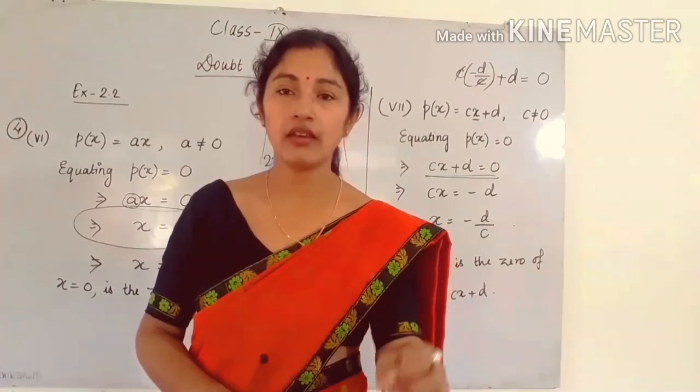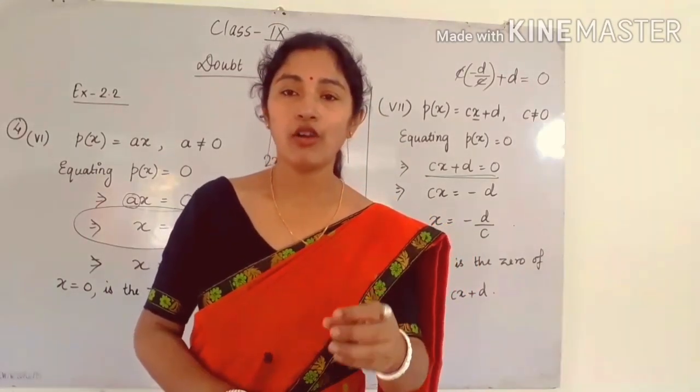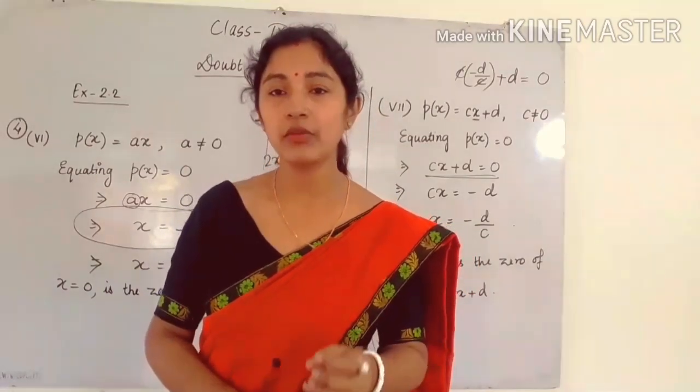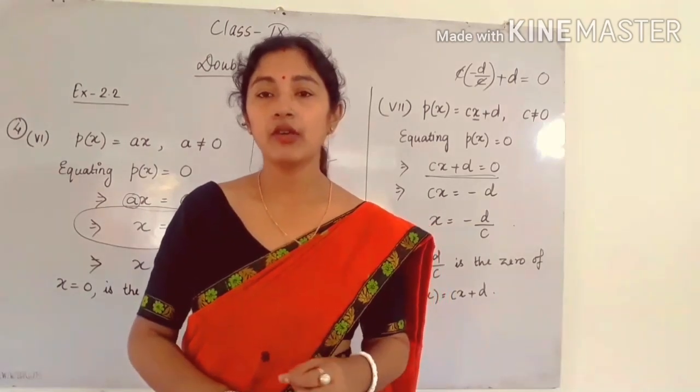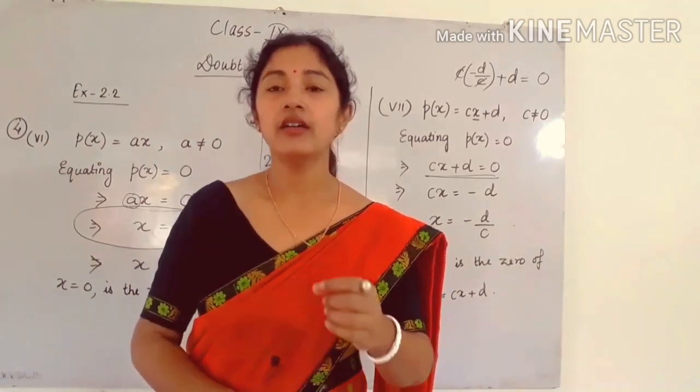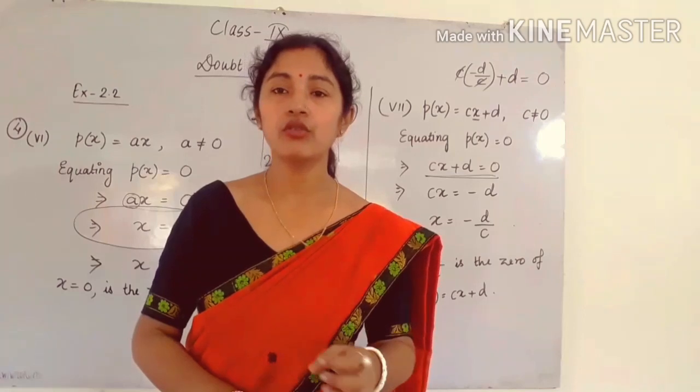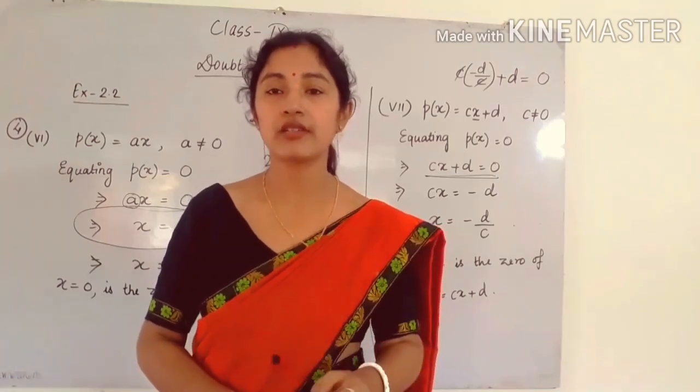That's why some conditions are given. All of you know about rational numbers. A rational number can be expressed in p by q form, provided the denominator, that is q, is not equal to 0. All of you know about rational numbers.